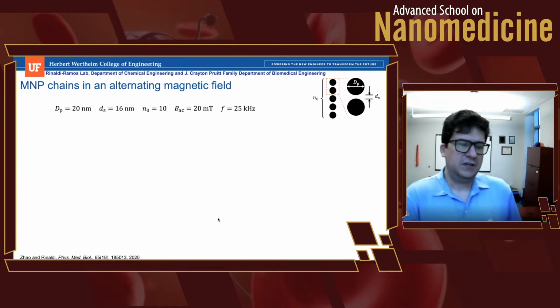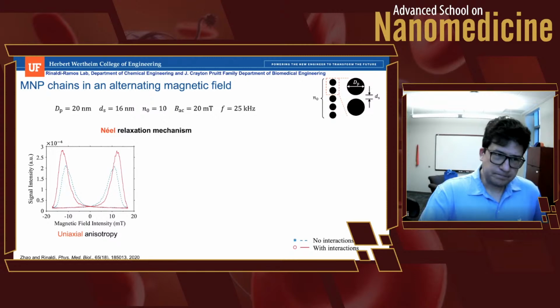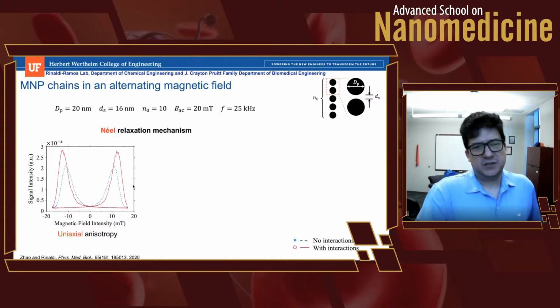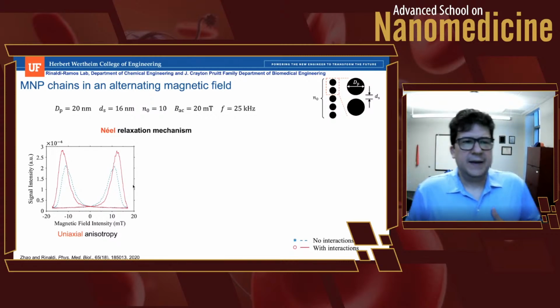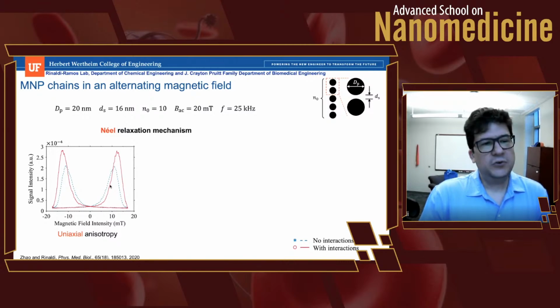Under these conditions, if you have particles responding by the Néel relaxation mechanism, what we find in blue are the results without interactions, and in red are the results with interactions. This is the point spread function. You will notice that the peak location has been shifted. It's not at 0, it's significantly shifted. You will also notice that the peak is not symmetric.